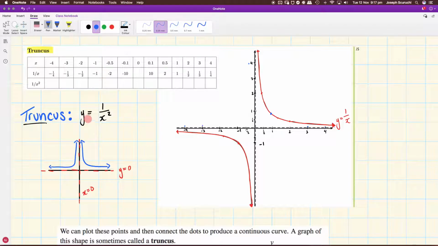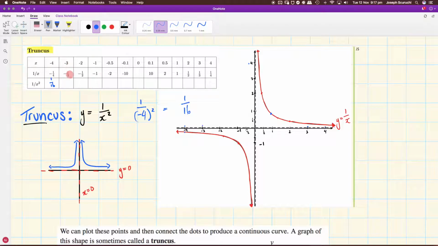So let's begin. When I have x equals -4 and put that into 1 over x, I got -1/4. But now, when I put -4 into 1 over x squared, I get 1 over (-4) squared, which is 1 over 16. Something very important just happened. I put in a negative x value and got out a positive y value, and that's going to happen throughout.